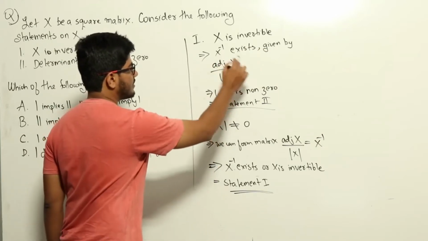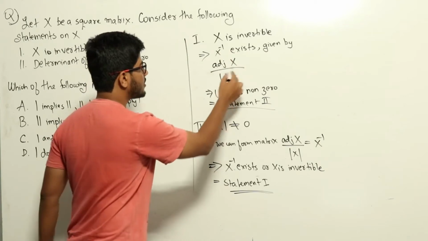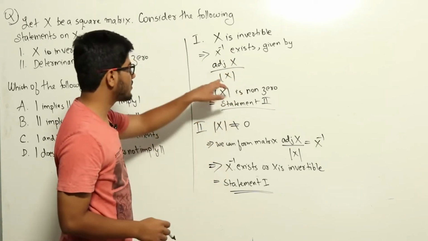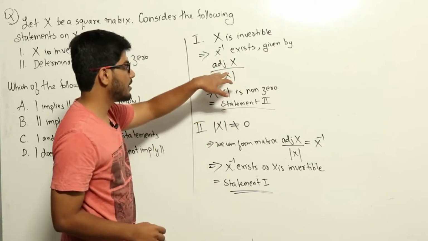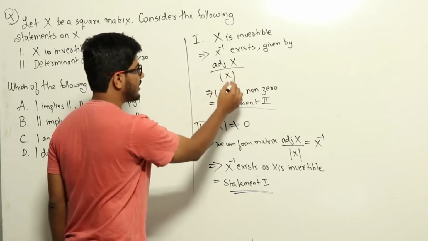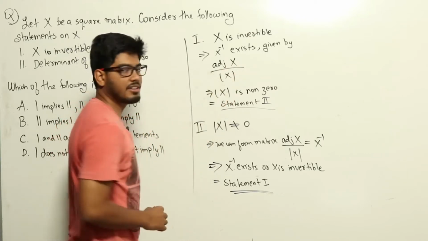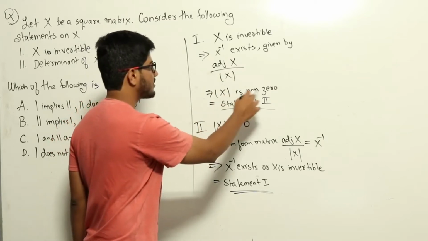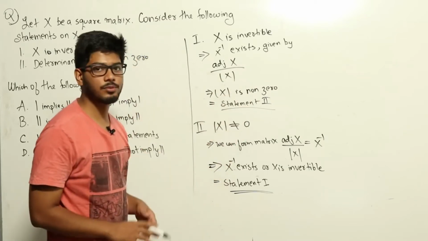Now if this exists, which will mean that this determinant part will be non-zero. If this was zero, it will be something divided by a zero number, which will be not defined. But since this is defined, we can say this part, the denominator, is non-zero, which means determinant of X is non-zero. That is nothing but statement 2.